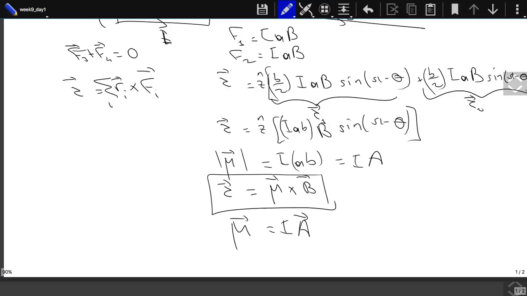Now let's come to the first question. Why does the magnetic force only affect moving charges?